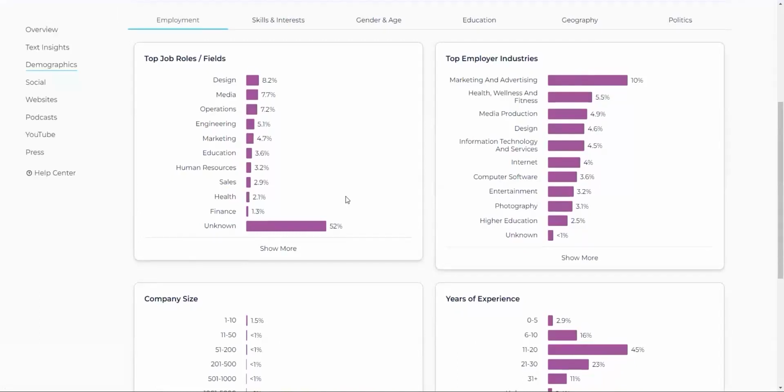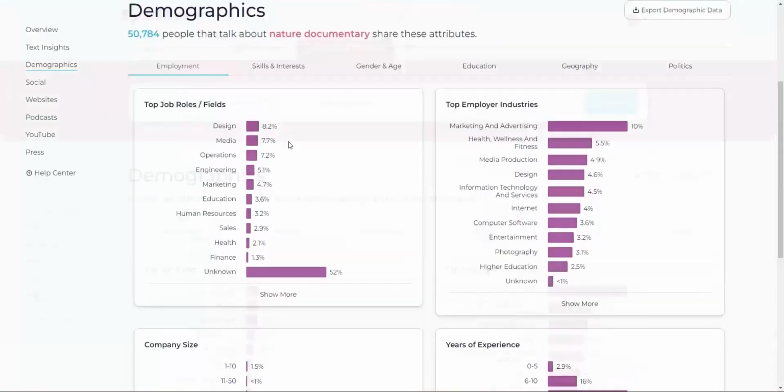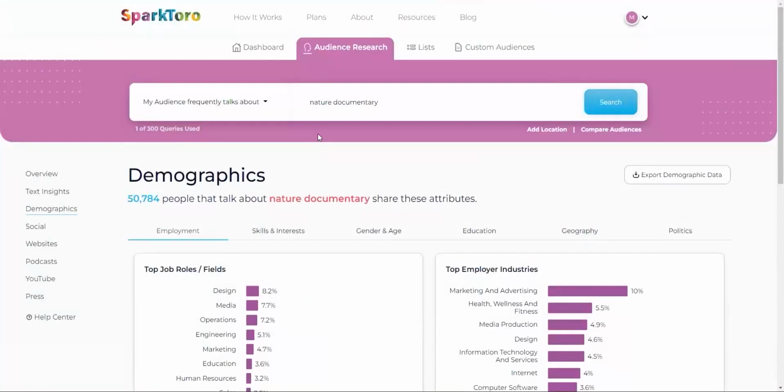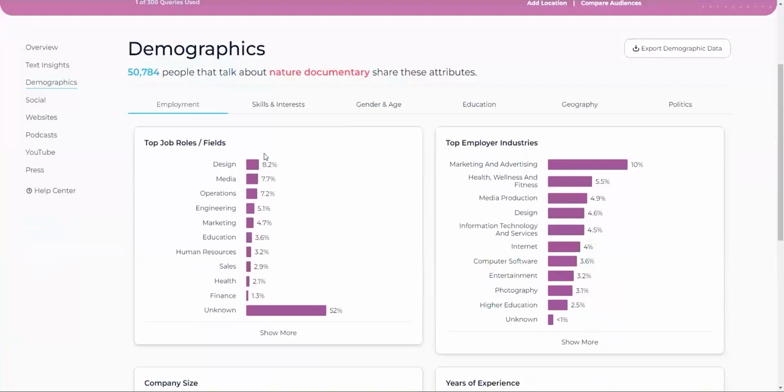So if I was looking into people who are in filmmaking, then the employer industries and roles might be very relevant, because they will explain if these people are directors, video editors, scriptwriters, or producers. In this case, nature documentary is a pretty wide topic. You end up seeing job roles that are all over the place and at very low percentages.